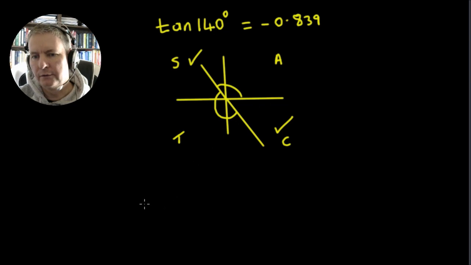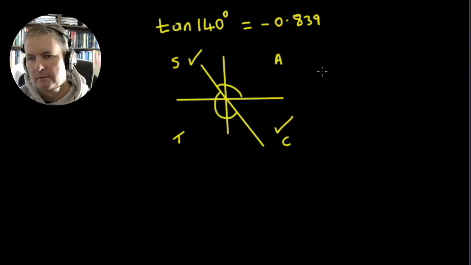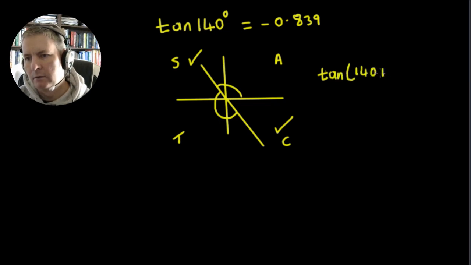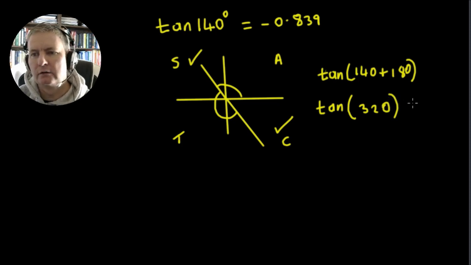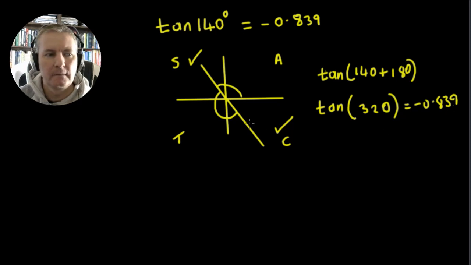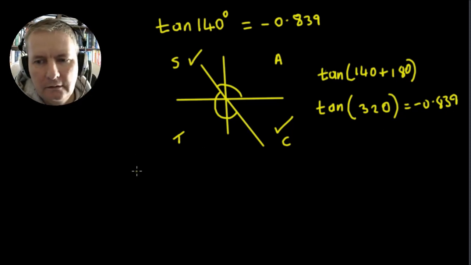So if we look at the tan of 140 plus the 180, then we should get a value of minus 0.839. So that's going to be the tan of 320. So if you put the tan of 320 into your calculator, you'll get a value of minus 0.839. So we can see that on the graph as well.